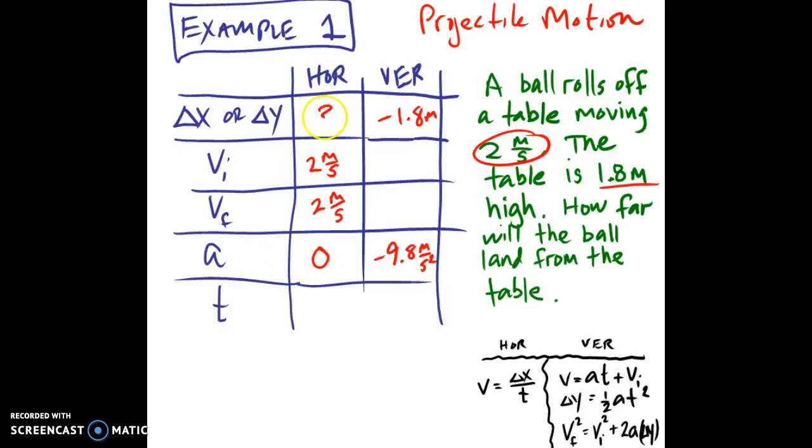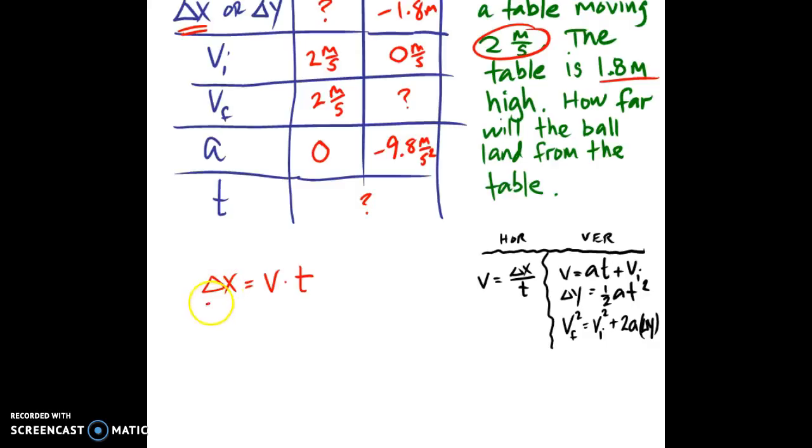I want to find out delta x, which is the horizontal change in position. And I know that the ball, when it comes off the table, vertically speaking, its initial velocity is 0 meters per second. It is not dropping down yet, just as it leaves the table. And I do not know the vertical final velocity, nor do I know the time it's in the air. I want to know how far the ball lands from the table.